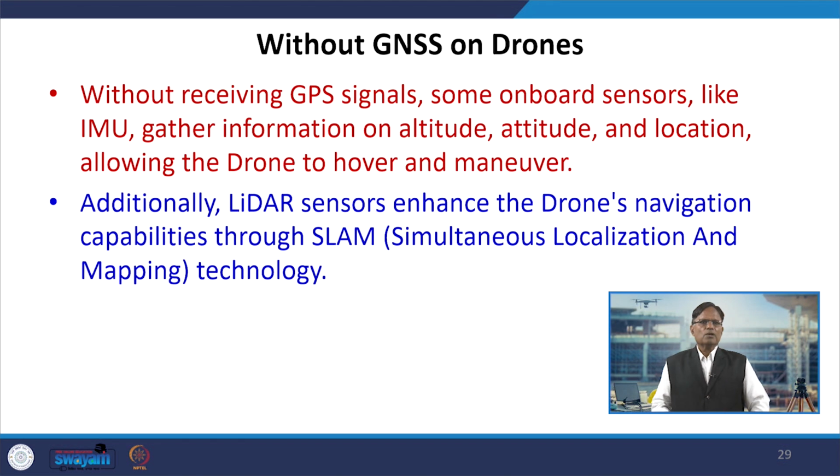Without GNSS on the drone, that is, without receiving the signals, onboard sensors like the IMU, as I explained before, will gather information on altitude, attitude and location, and allow the drone to hover and maneuver. Additionally, the LiDAR sensor will enhance the drone navigation capability through the SLAM software, which I have explained before.